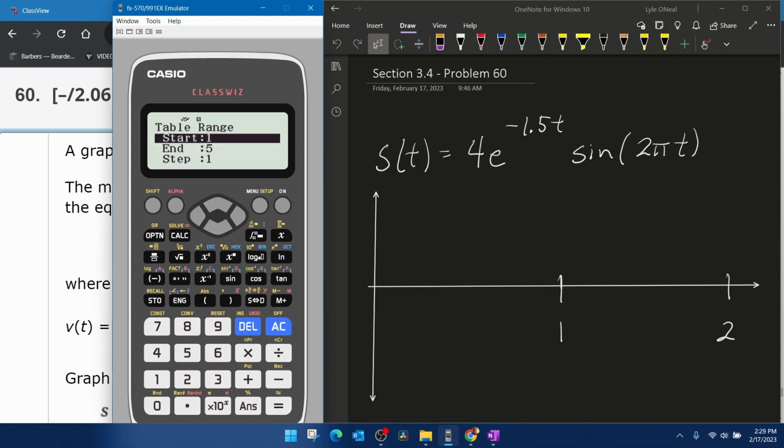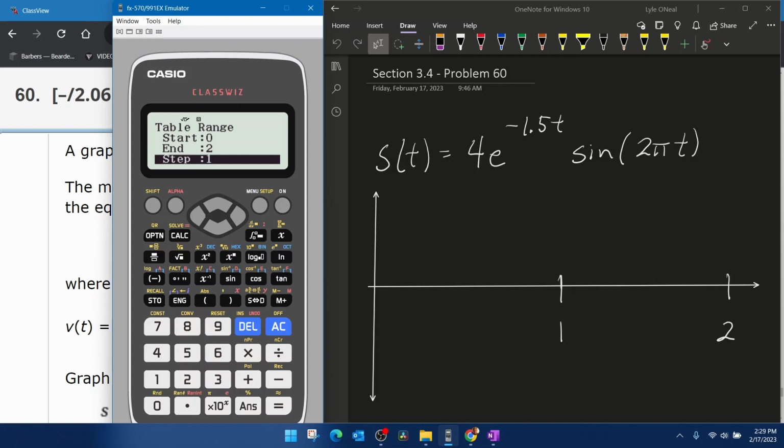We want to start at 0 because it doesn't make any sense to talk about t being negative. Time starts at 0 as the initial time, and we want to end at 2. That is the restricted domain for this function that they want to look at. The step is how often you want it to give you points. So if I say step 1, it's going to show me 0, 1, and 2. If I say step 0.5, it'll give me values every 0.5 units.